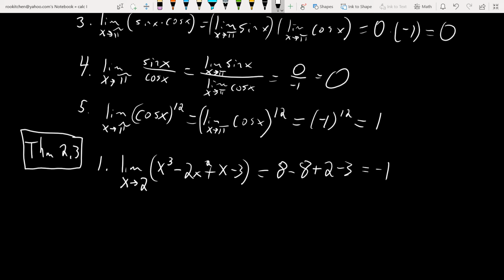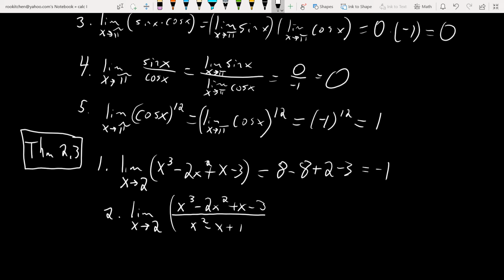Okay. And this will also work for quotients, so long as, again, the denominator is not 0. So in other words, rational expressions can be evaluated via substitution. So x cubed minus 2x squared plus x minus 3, just the polynomial from the first problem, divided by x squared minus x plus 1. And then if we plug in 2, what do we get? We get -1 all over 4, minus 2 is 2, plus 1 is 3. So you get -1/3.